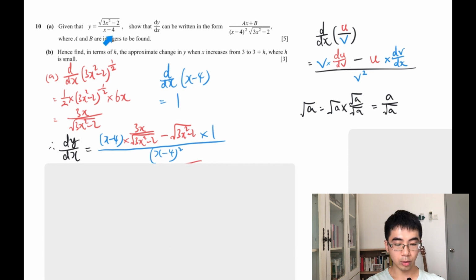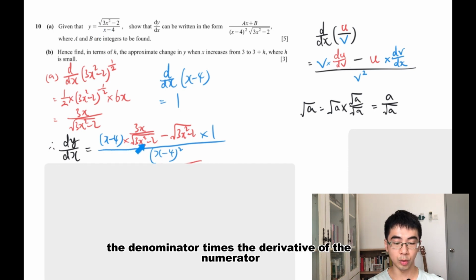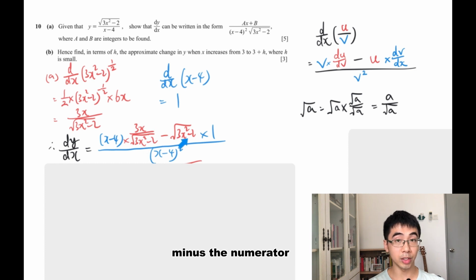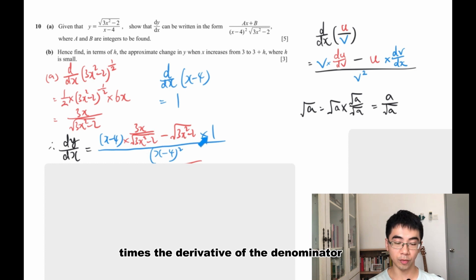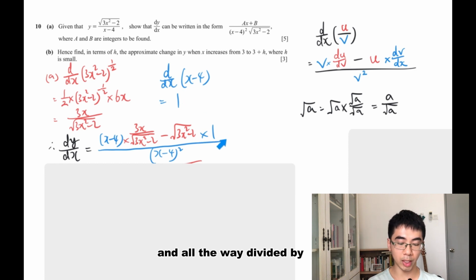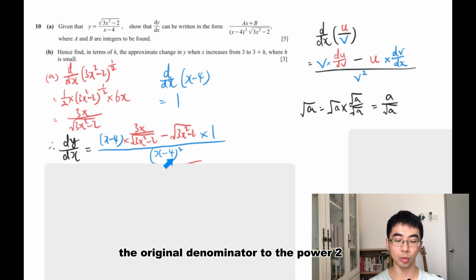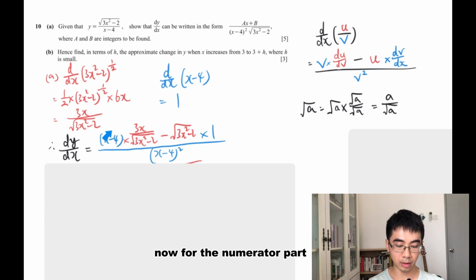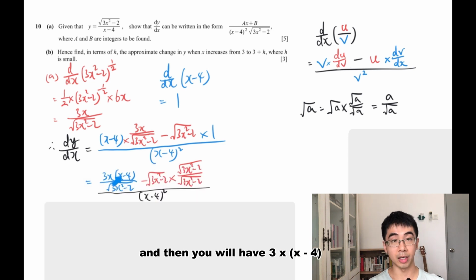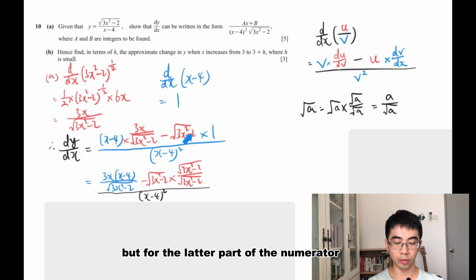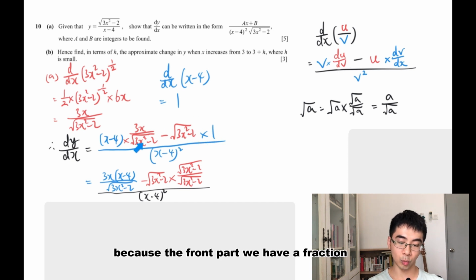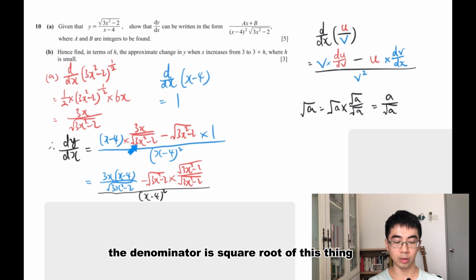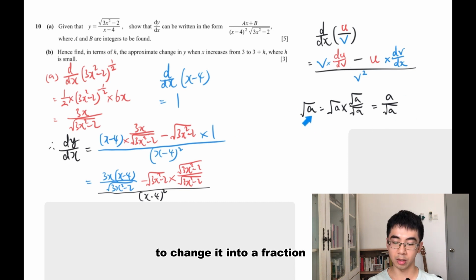Now we can use the quotient rule. Using the quotient rule, the denominator times the derivative of the numerator minus the numerator, original one, times the derivative of the denominator, and then all the way divided by the original denominator to the power 2. How do we simplify this? For the front part, you just multiply the x minus 4 and the 3x, and then you will have 3x times x minus 4. But for the later part, because the front part has a fraction and the denominator is a square root, we need to use this formula to change it into a fraction.